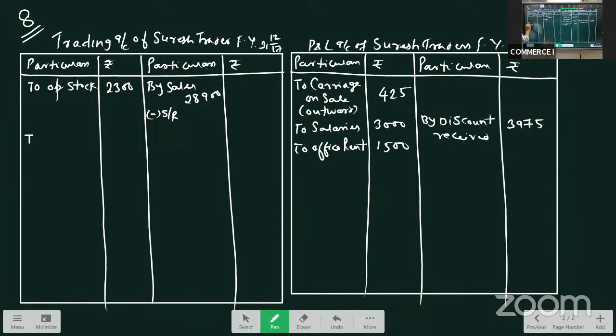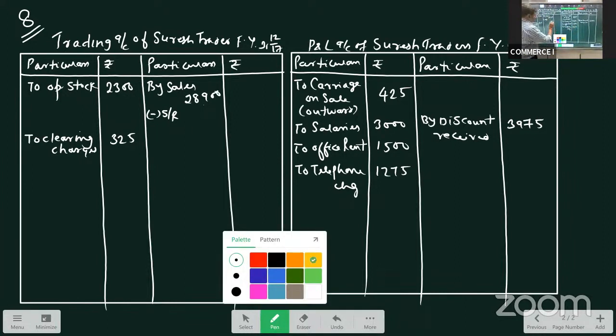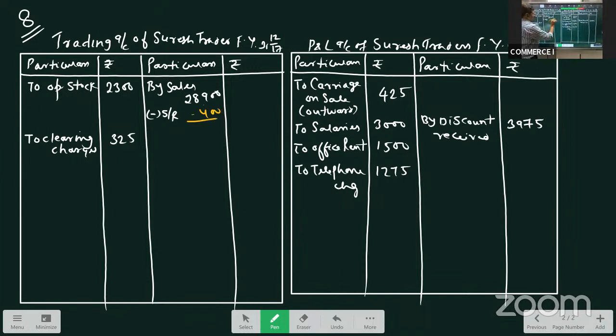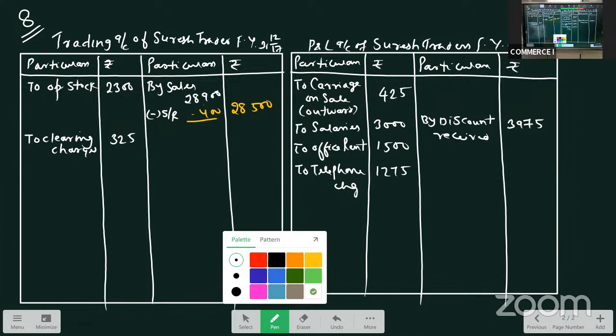Then clearing charges. Clearing charges will come to trading account, and clearing charges are given as 325. Then telephone charges. Obviously, an office expense, no? Telephone charges 1,275. Then sales returns are given as 400. So we deduct this and take 28,500 in the outer column.